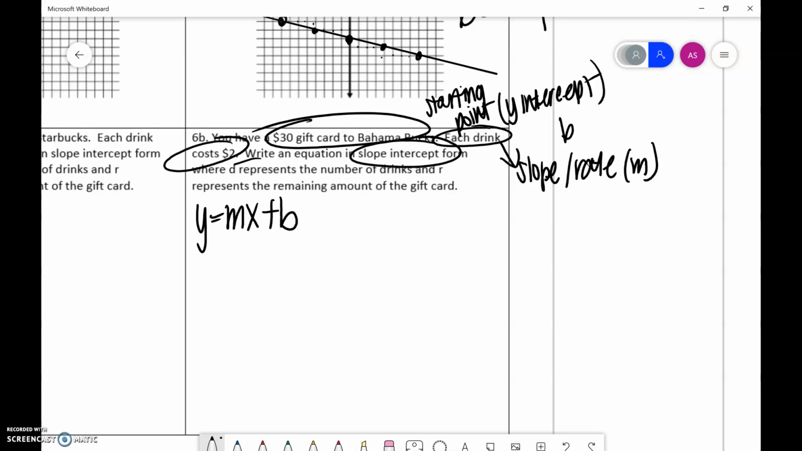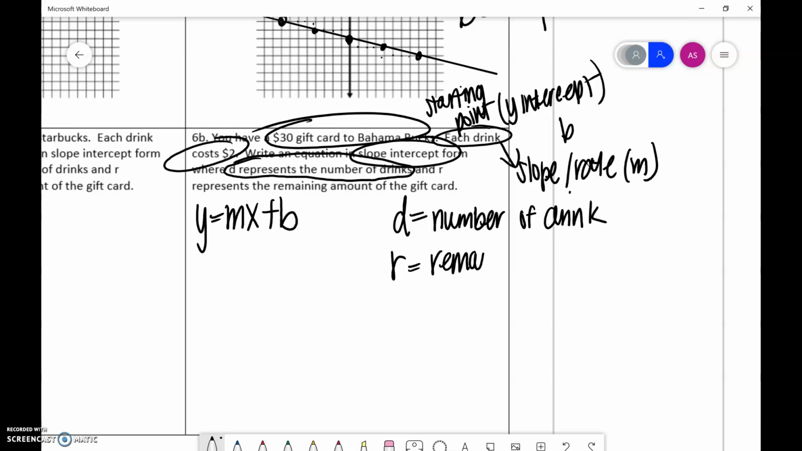And here they told me two valuable pieces of information. D represents my number of drinks, and R represents the remaining amount. I like to just write these out because I want to make sure that we get it right. So it won't hurt you to write this out so you can process all the information that this word problem gave you. One thing that makes it a little difficult is they use D and R, and we usually use X and Y.